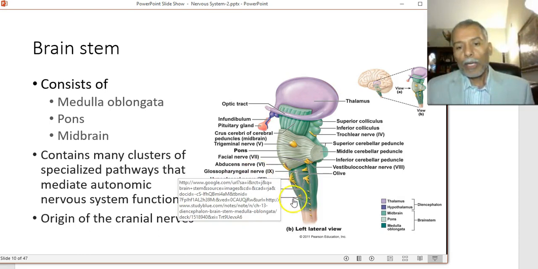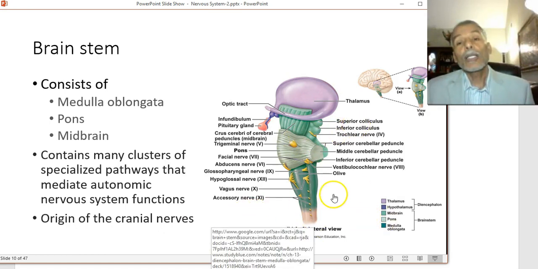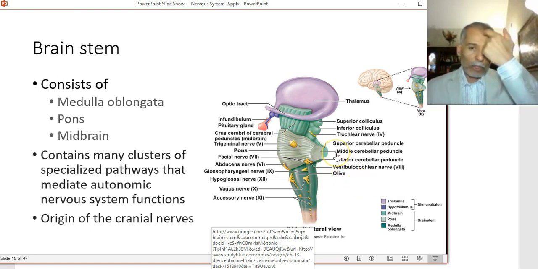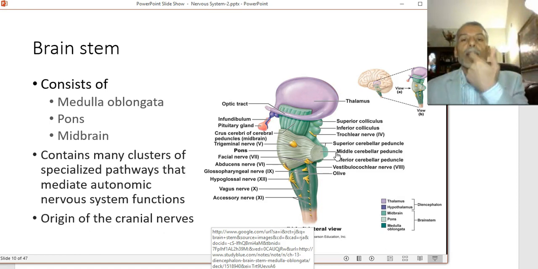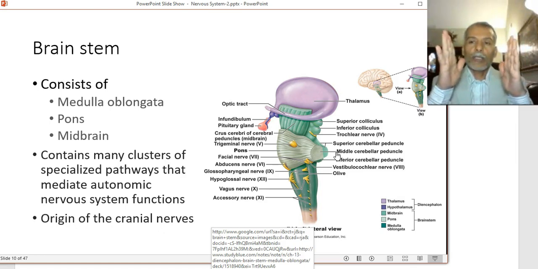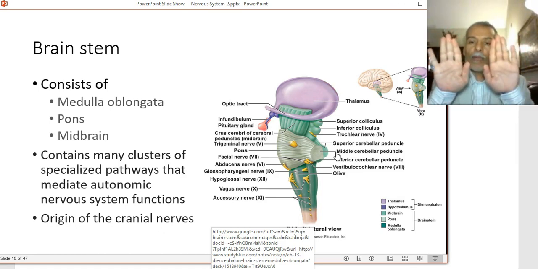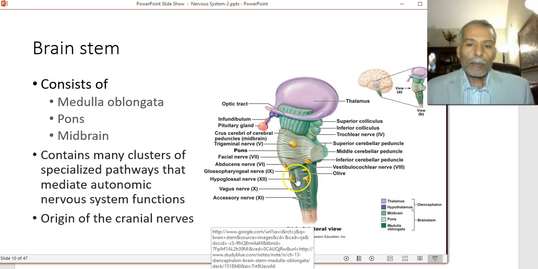Out of the brainstem, there are 12 nerves that sprout out, 12 on each side, because if you split the brainstem sagittally, you have left and right, and it's symmetrical. Whatever you have on the right, you have on the left. So in all, you have 24 cranial nerves. But when we study them, we just call them the 12 cranial nerves.